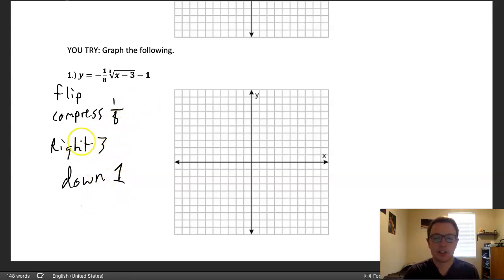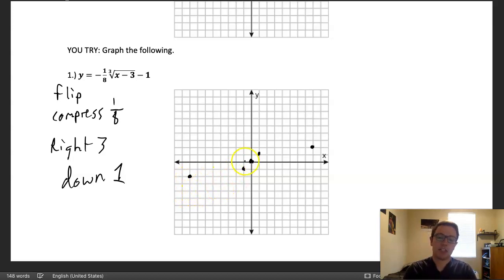Now let's start with our parent function before we start to try to apply these. Our parent function starts at 0, 0. We have the point 1, 1. We have the point 8, 2. Oops, that's 8, 2. And we have the points -1, -1, and -8, -2.